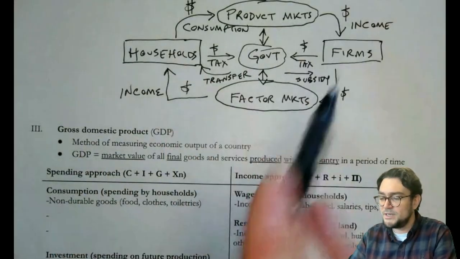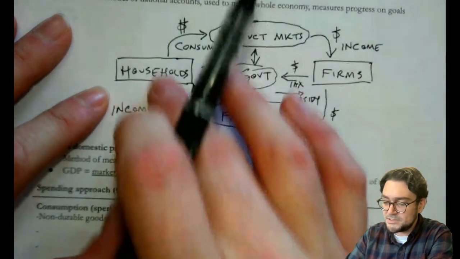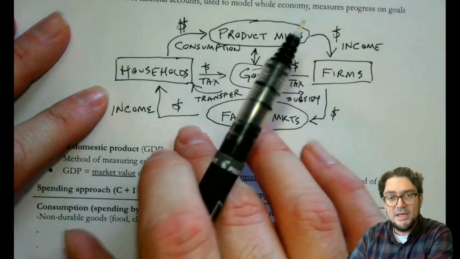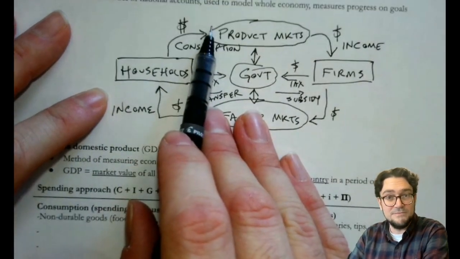But ultimately, what I want you to see from this circular flow is that if you were to track the dollars in a real simple circular flow, it's simply that all of the income is equivalent to all of the spending.